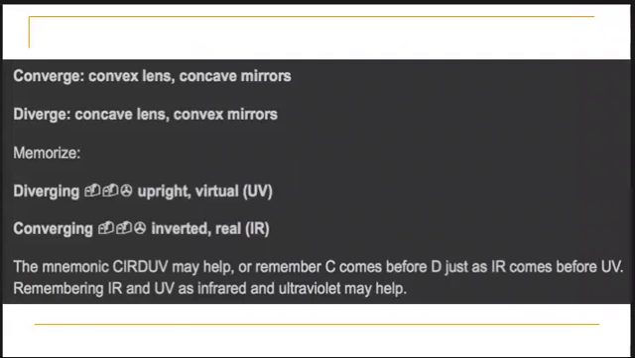Now, something for you to remember. Okay? So, I give you here the mnemonic: "CIR, DUV." What does it mean? C comes before D. This is converge: inverted and real. While diverge means upright and virtual. So please remember that mnemonic.